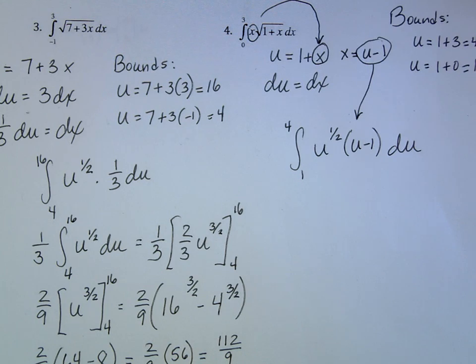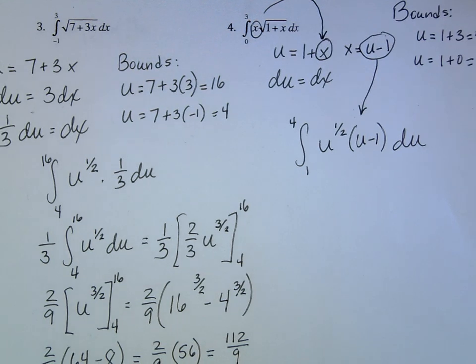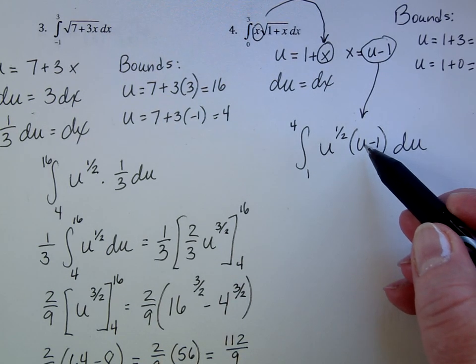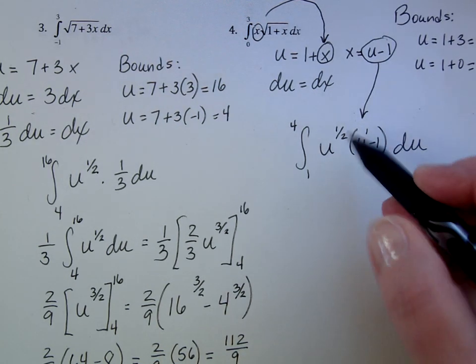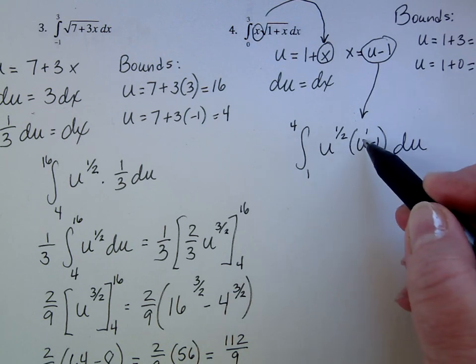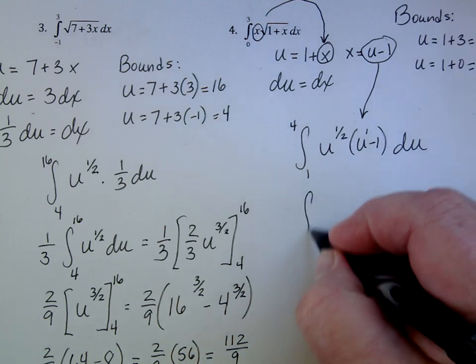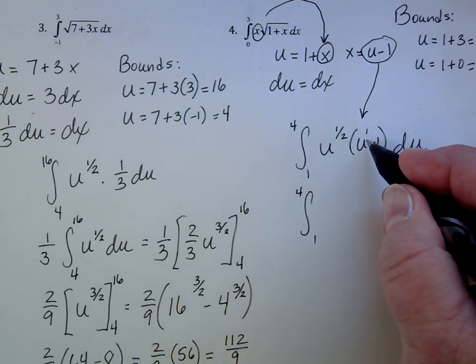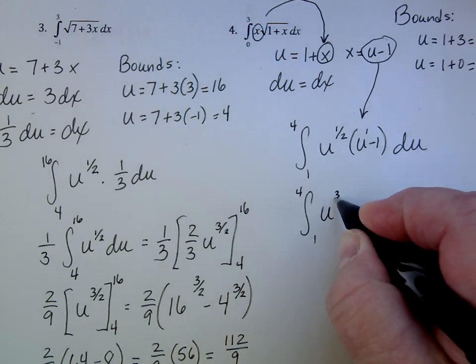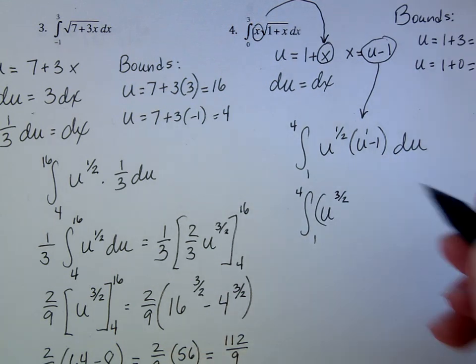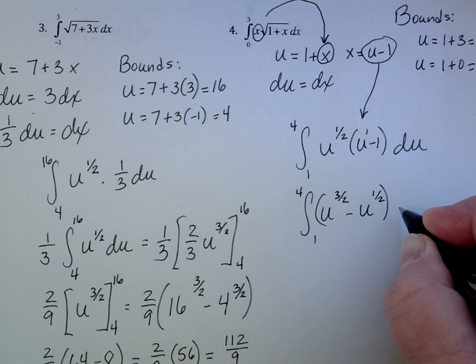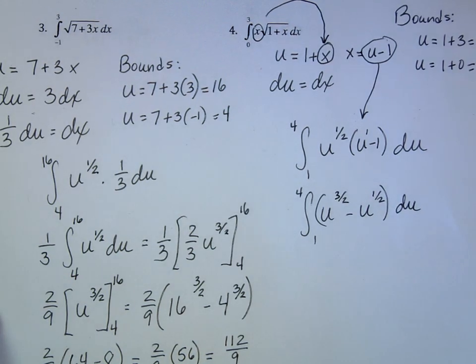So let's see how we can integrate this one. If I distribute the u, this is like u to the first power. You add exponents when you're multiplying. So I'm setting up my integral. U to the 1/2 times u to the first is u to the 3/2. I have to add those exponents together. And u to the 1/2 times 1 is just u to the 1/2. Now, all of that I haven't even integrated yet, right? So now I'm getting ready to integrate.